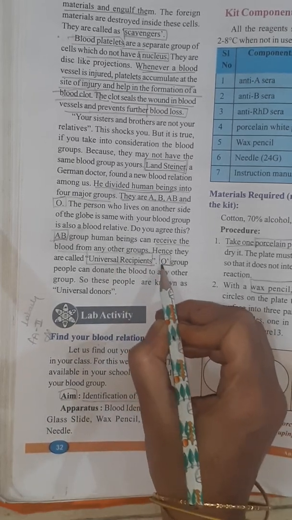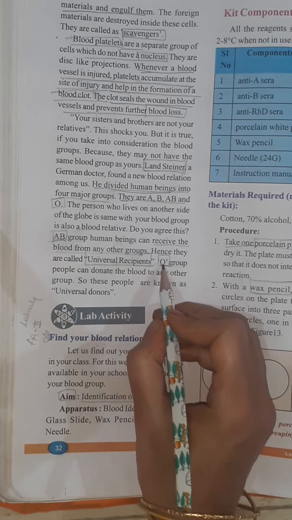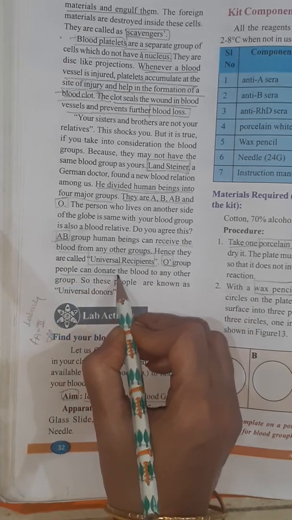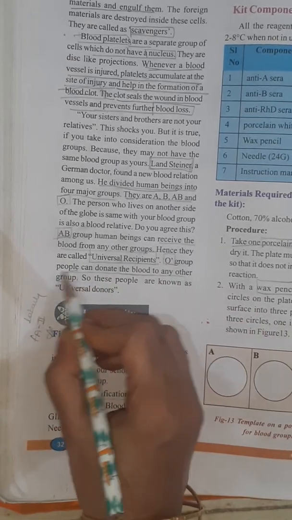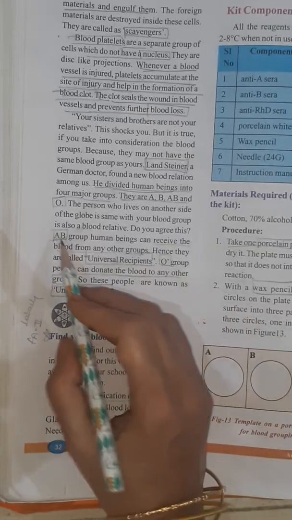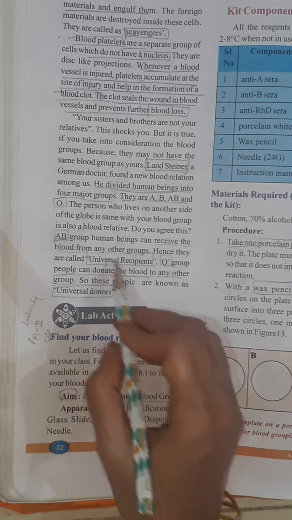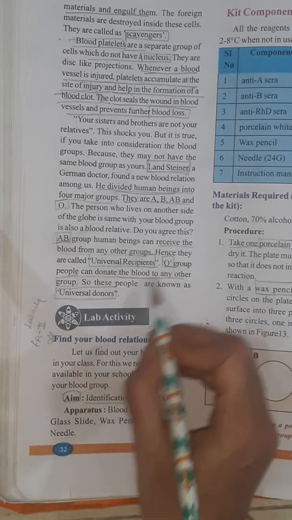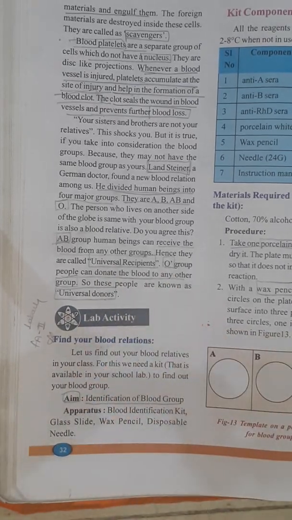Now the person whose blood group is O can donate to any other group. So they are called universal donors. See, AB is the universal recipient and blood group O is the universal donor.